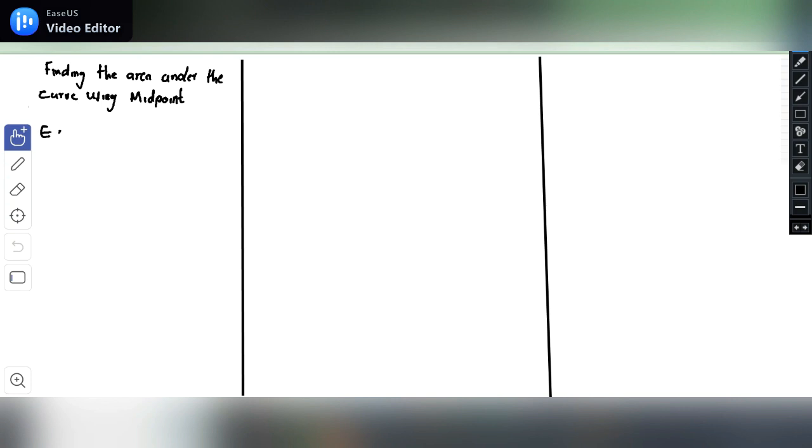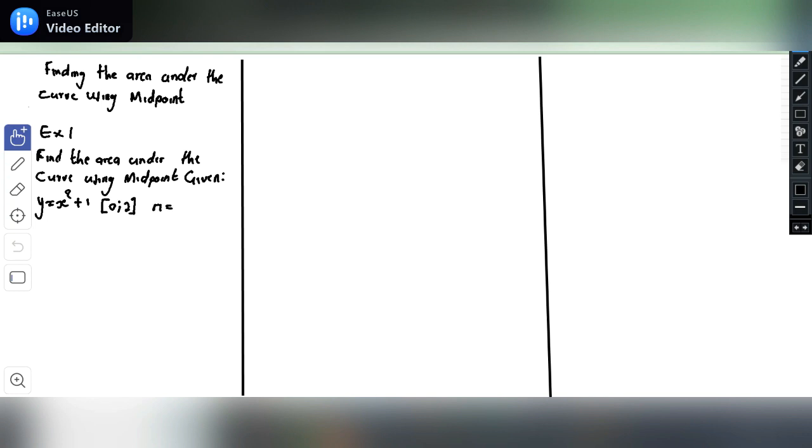So example 1: find the area under the curve using the midpoint, given the following information: y is equal to x squared plus 1, the bounds 0 and 2, and then the number of strips or the number of rectangles is 4. Right. So now the solution.